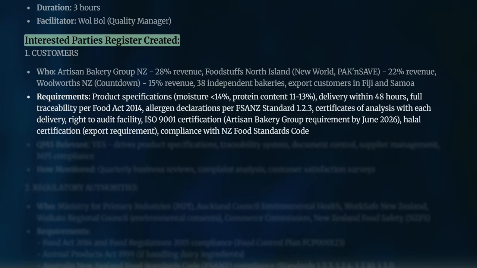and allergen declaration per FSSC standards number 1.2.3, and certificate of analysis with each delivery, and right to audit the facility, and ISO 9001 certification, which is requested by Artisan Bakery Groups by June 2026, and Halal certificate for export requirements and compliance with the New Zealand Food Standards Code. So this is how you list down the requirements of your customers, with the specifications, with the delivery requirements, with the traceability as per the regulations.